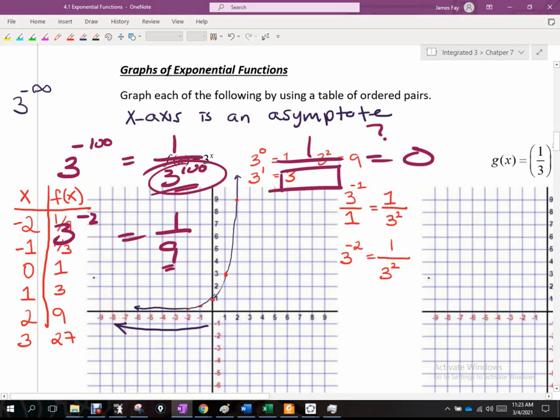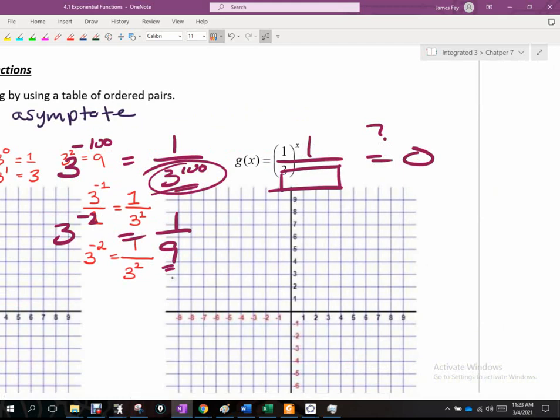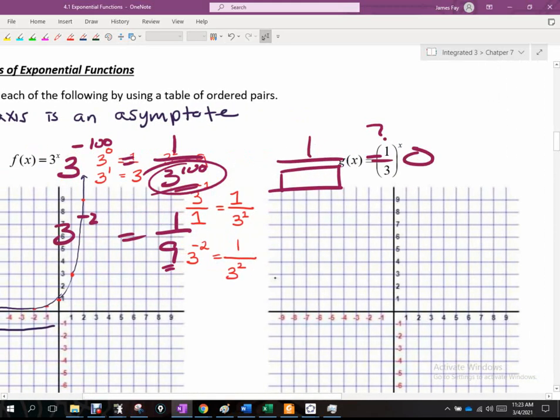And while I'm talking about this, every single exponential function that we come across early on here is going to have the x-axis as an asymptote. Okay? Question, Maya?